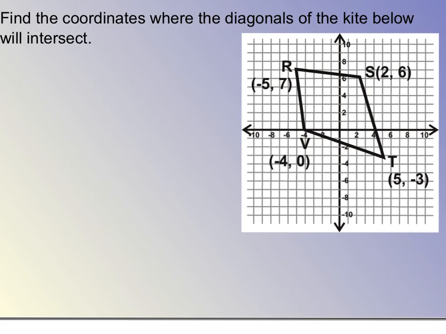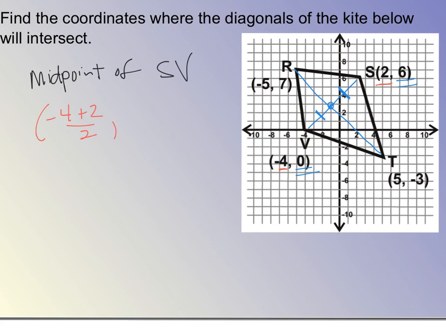All right, taking a look at this next one, we want to find the coordinates where the diagonals of the kite intersect. Well, if I draw my diagonals, here's one and here's the other. I remember with properties of kites that one diagonal bisects the other. So this piece here has to be equal to this piece here. So in other words, I want to find the midpoint of SV. So I'm going to add up my x coordinates, negative 4 plus 2 divided by 2, comma, add up my y coordinates, 2 plus 6 divided by 2.